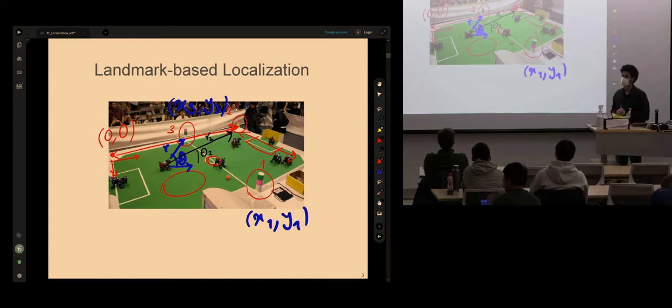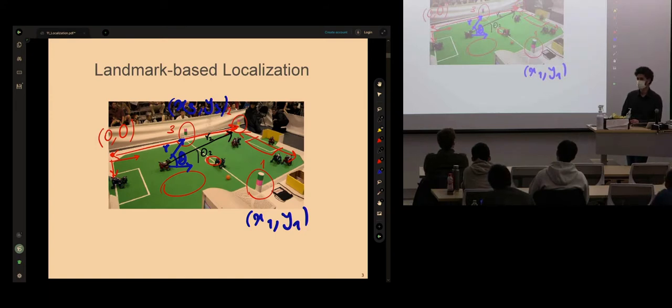Is there any minimum landmark number that should be set for us in localization? For example, maybe if we want to have an overdetermined equation, that means that our landmark number is going to be more than our variables. So is there any minimum requirement? The question is, is there a minimum number of landmarks for this problem that we should observe?